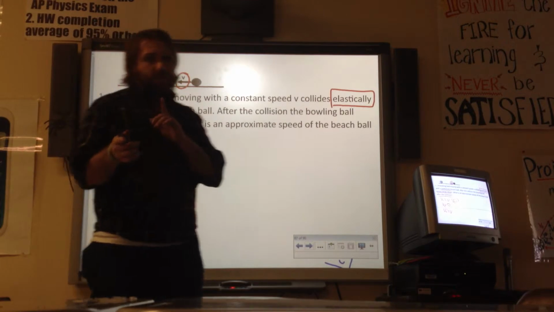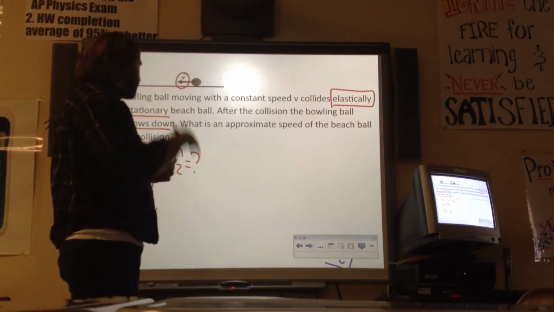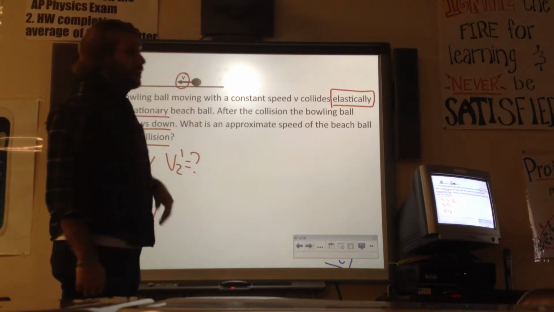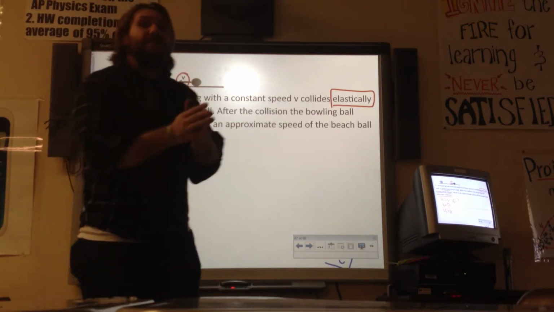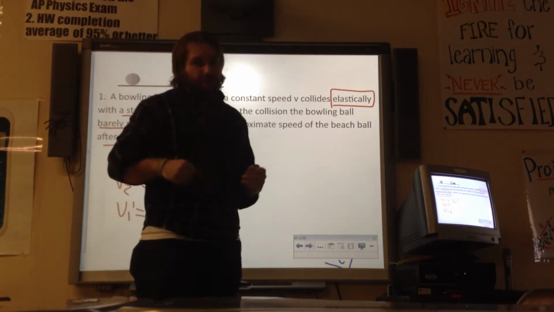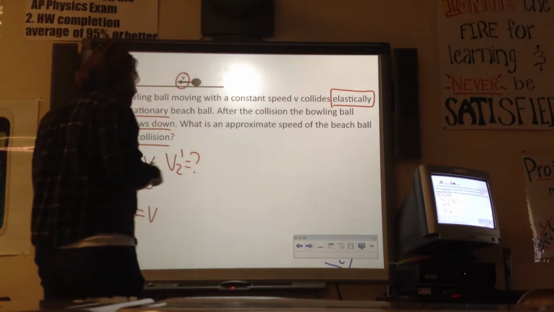Now, some students will think, well, that must mean that the beach ball has a velocity of 0. But again, think about that logically. It doesn't make any sense. The beach ball has to gain a velocity when the bowling ball hits it. So let's investigate with our equation.